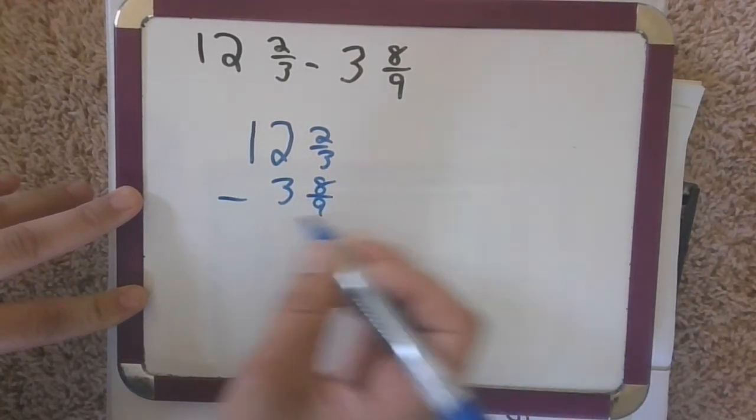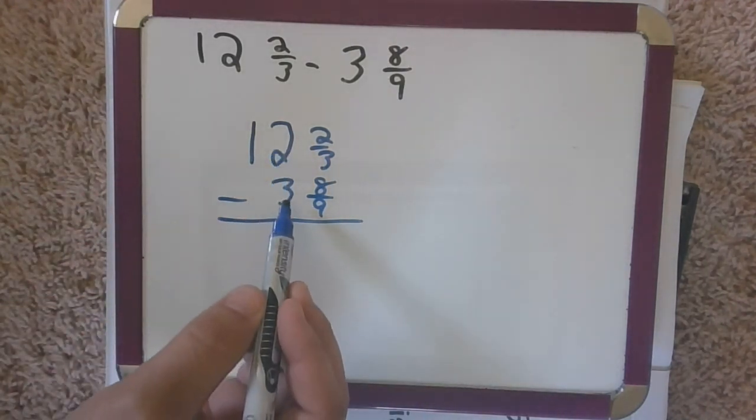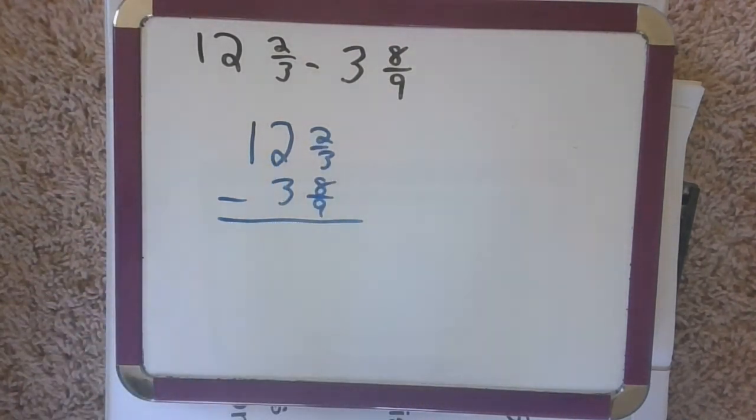Now I've got them lined up by place value like I normally would with subtraction, with my ones on top of my ones, and I've lined up my fractions together because obviously those are the parts we're going to be subtracting from each other. Now, I still have the same problem that we consistently have every time. I can't do 2/3 and ninths. I can't compare those and do stuff with them right now because I need them to have a common denominator.